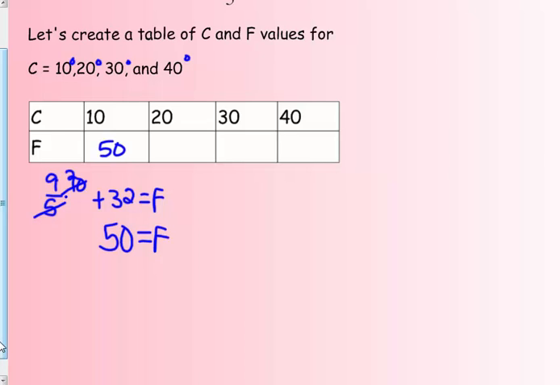If the Celsius is 20, notice I picked easy values to solve this for.